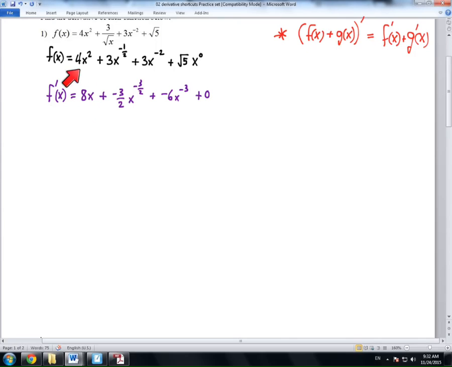Anyway, now that I apply the power rule, 4 times 2, drop the power by 1. 3 times negative 1/2, drop the power by 1. 3 times negative 2, drop the power by 1. Be careful, negative 2 minus 1 is negative 3. And then we add 0. So all we have to do now is just clean everything up, get rid of the negative exponents, and put it back into radical form.